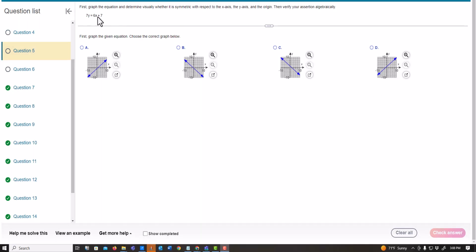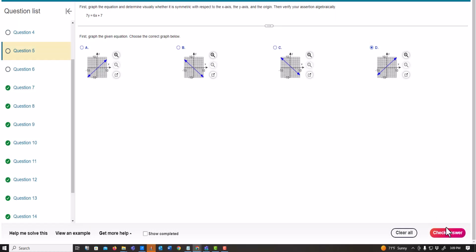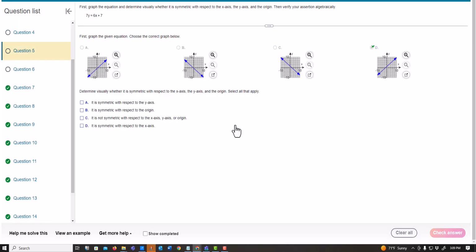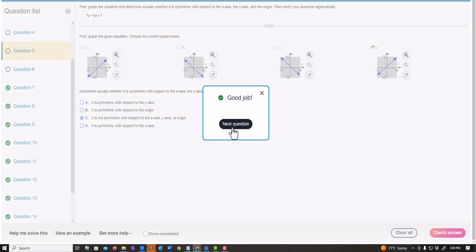And then when I divided everything by 7, the y-intercept would be 1. So if I enlarge this to find this, I can see that that is my actual function. Anytime you have a line, it is symmetric with the origin only if it goes through the origin. Well, this doesn't go through the origin, so this is no symmetry at all.